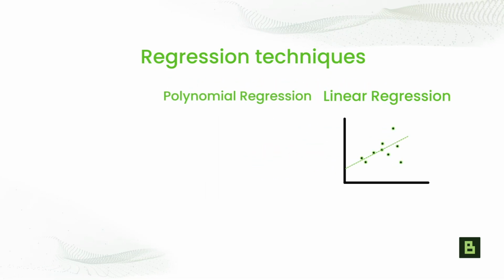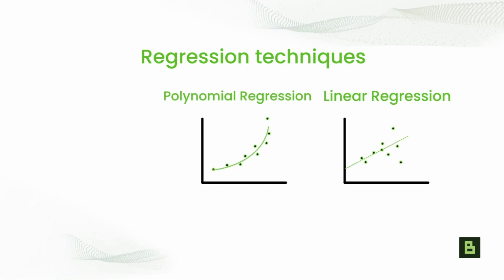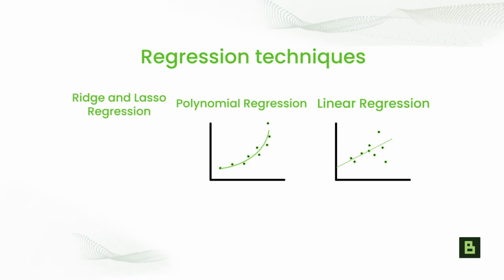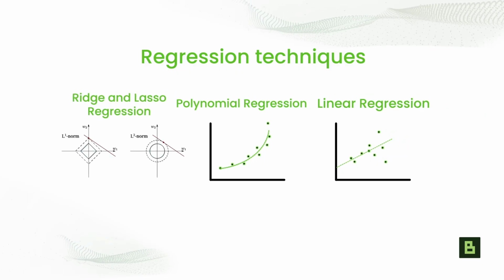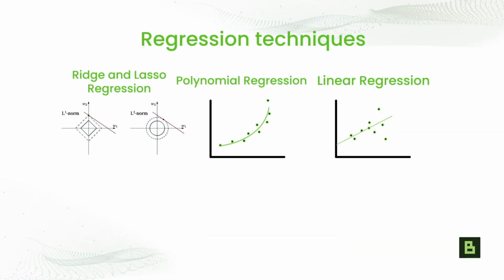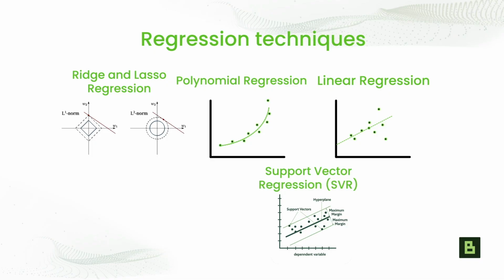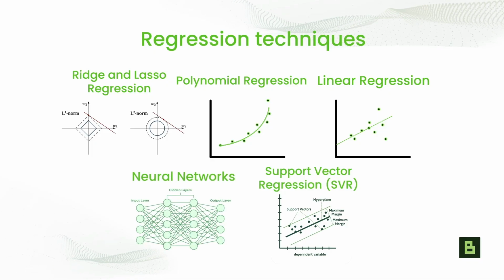Polynomial regression allows for curves instead of just straight lines to better fit more complex data. Ridge and lasso regression add some constraints to avoid overfitting when dealing with many variables. More advanced methods include support vector regression and neural networks that can model complex relationships. Now let's look at some examples across different sectors.